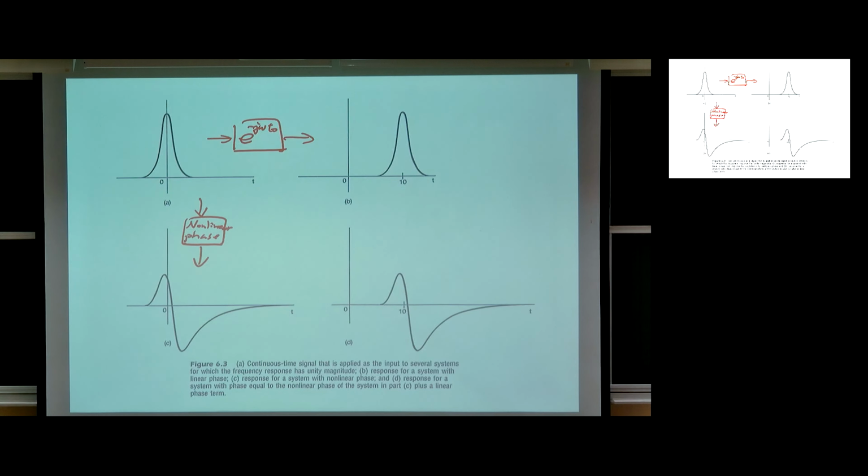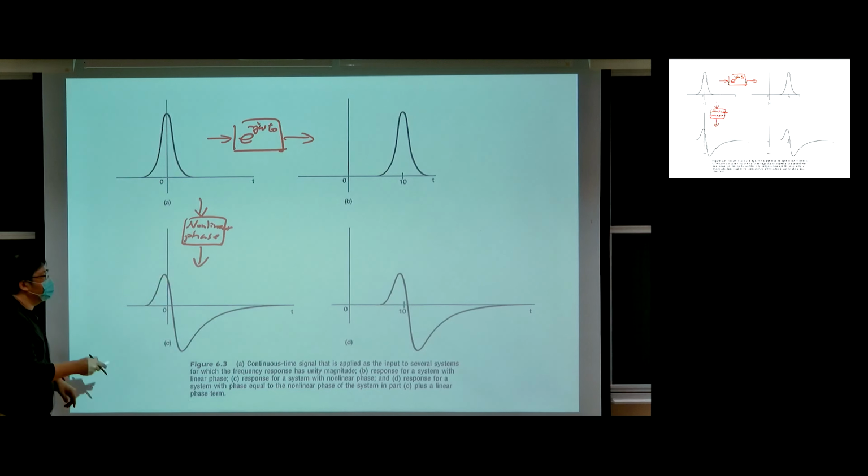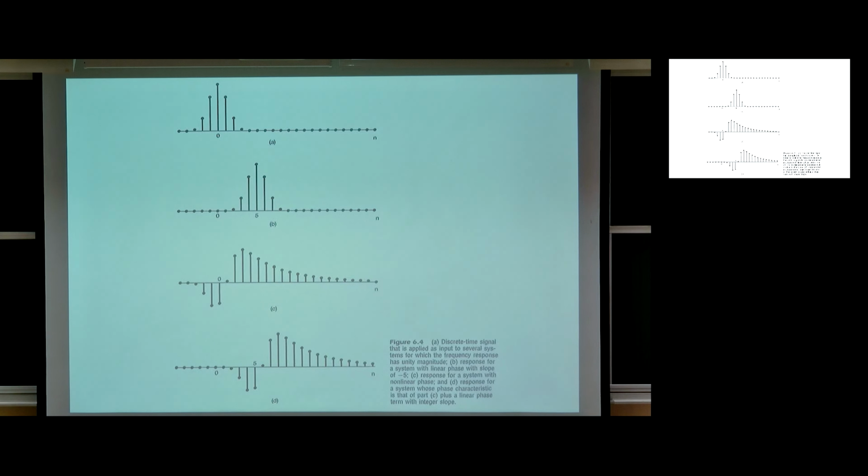So this last one is just delaying this by a certain delay T0. So this is not that interesting. You can see the same thing in discrete time signals as well. Here you're passing a signal through a system with linear phase shift, so you'll get the same shape, just shifted by 5. But if you have a nonlinear phase, then the shape of the signal actually becomes distorted.